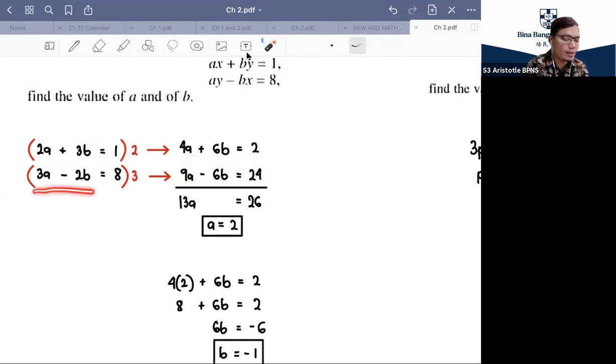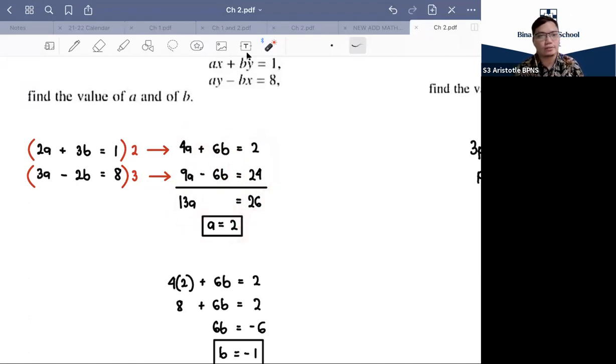And then I'll multiply my second equation by 3. So I'll get 3a minus 2b equals 8, so I'll get 9a minus 6b equals 24. Okay, so any question? Okay, so from there, I now have opposites that are eliminated, right? And then you add the two equations. So 4a plus 9a is 13a. Of course, 2 and 24 is equal to 26. So therefore, a is equal to 2.